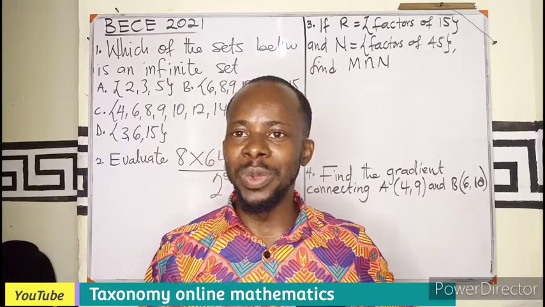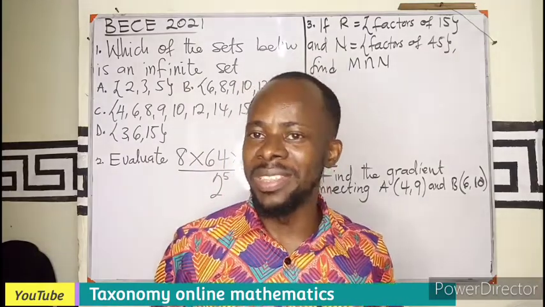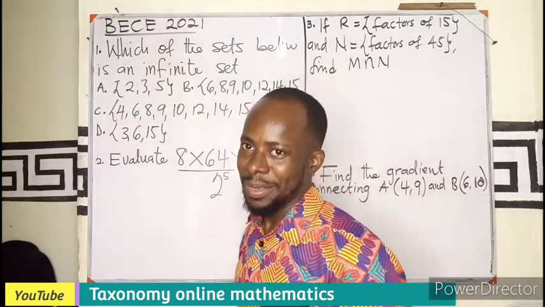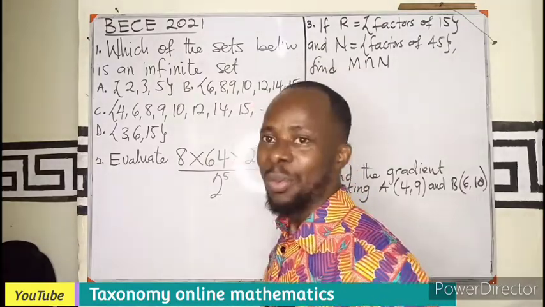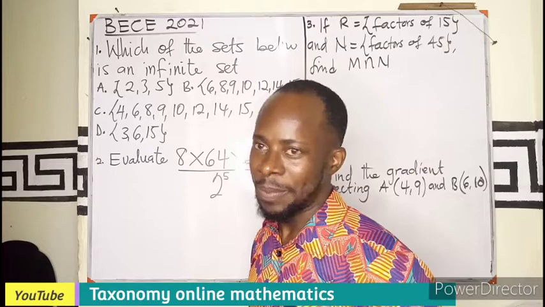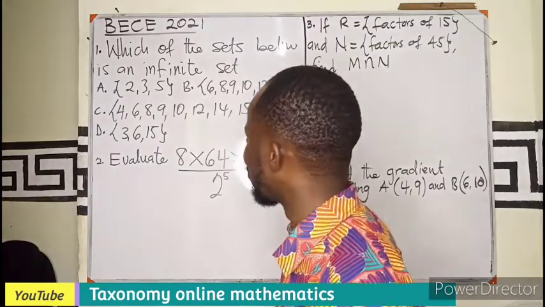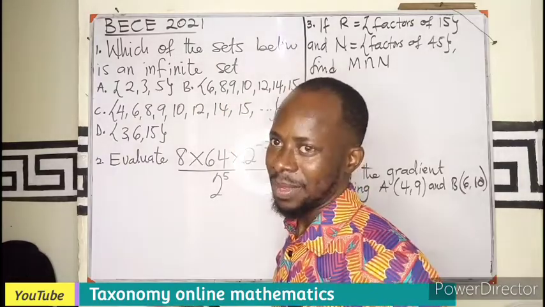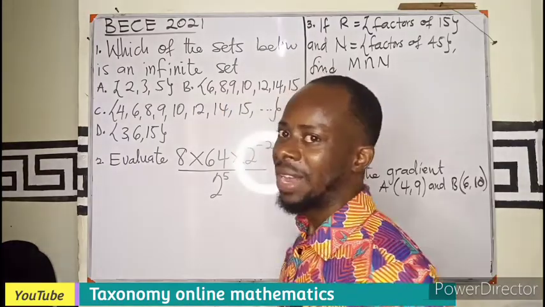Today we want to take some questions on BECE 2021. The objective is to see how many we can solve within 10 minutes. So the first one is: which of the sets below is an infinite set? Which of the sets below is an infinite set?